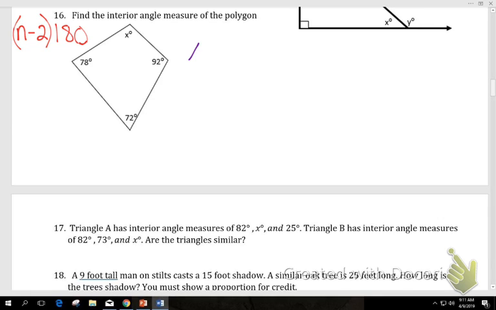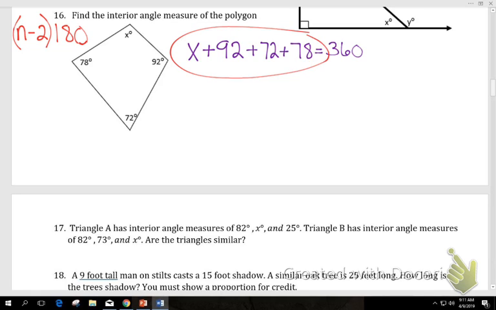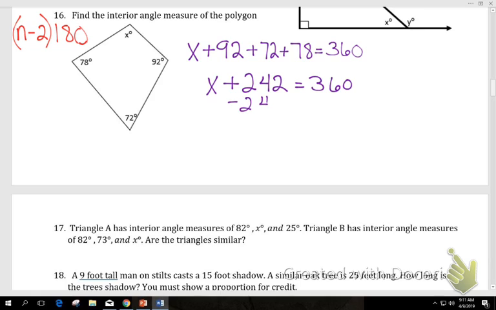And then, what goes on the other side of my equation? X plus 92 plus 78 plus 72. And they all equal 360. All right? So go ahead and solve for x. All 4 sides together add together to be 360. So what does x have to be? Okay, x plus 92 plus 72 plus 78. Combine what you know. Subtract. And x equals 118. Who got 118? Awesome. Good job.